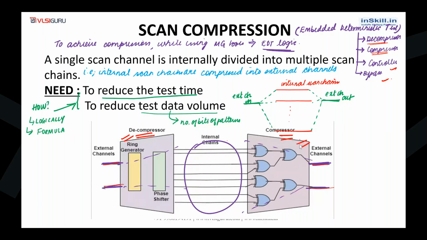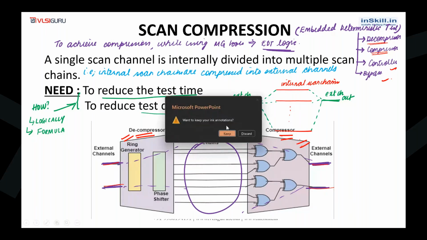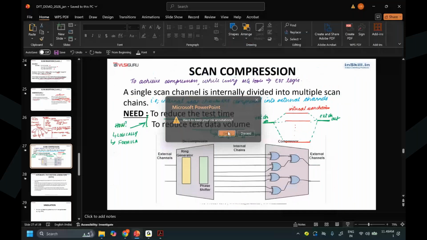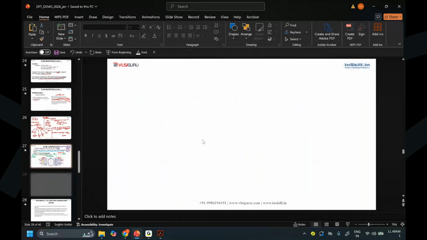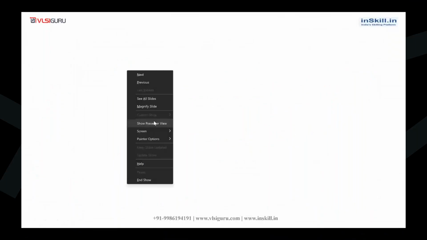So now, as a part of our EDT training, as a part of our scan compression training, what are all the topics we will be covering? Our main topic 2 is scan compression. Topic 2 is scan compression.